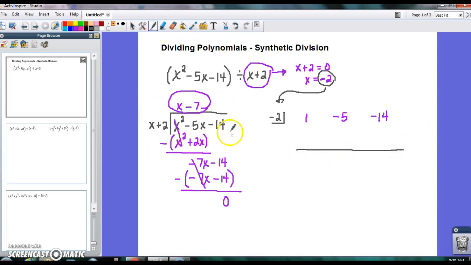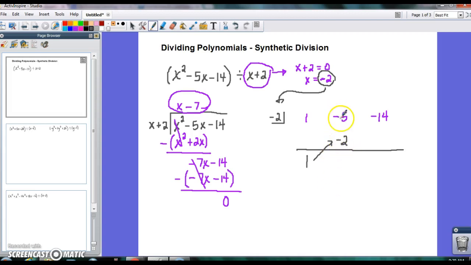You want to draw a line there. This is how I'm setting it up. And here's what you're going to do. It's very, very easy. Take that first coefficient, or that first number, and bring it down below the line because you're not doing anything with that. You're going to multiply this number that's in your bracket with that number that's down here. So negative 2 times 1 gives me negative 2. I'm going to write that up here.